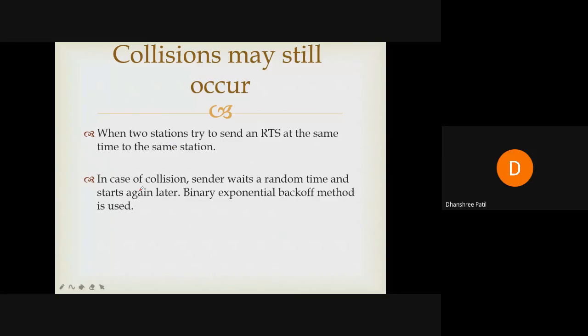But in case of a collision, the sender waits for a random amount of time and again starts the same procedure. Okay, so this is how collision can be handled. There is one method, the binary exponential backoff method. There is a separate point on this, so I will cover it in the next part: what this actual method is and how it works. For now, don't think about this word. Just remember how collision is handled by the wireless LAN, the MACA protocol.